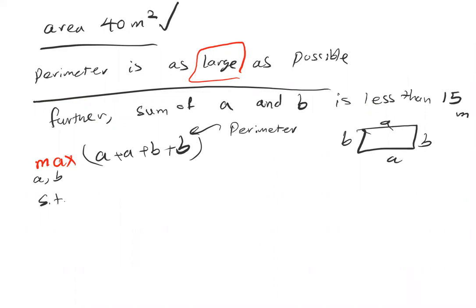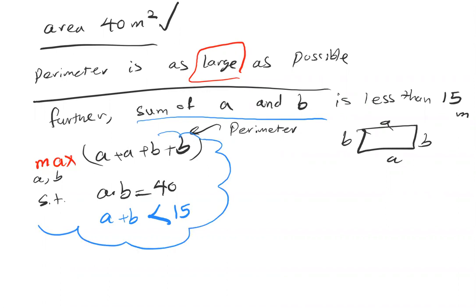again, the area is 40 meters squared, so A multiplied by B is 40. You have a new constraint. What's your new constraint? The sum of A and B is less than 15. A plus B is less than 15. So this is your optimization problem. As you can see here, we have one more constraint and we have a maximization problem.